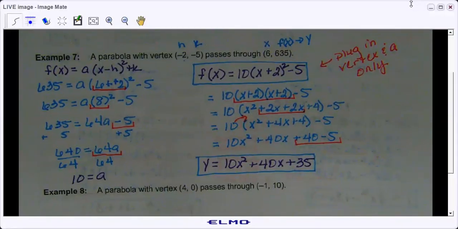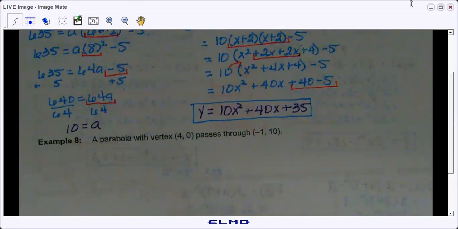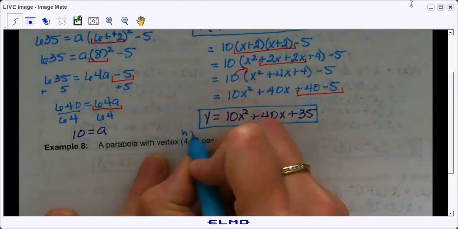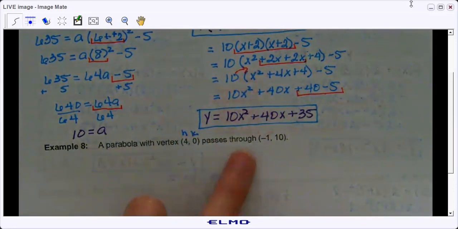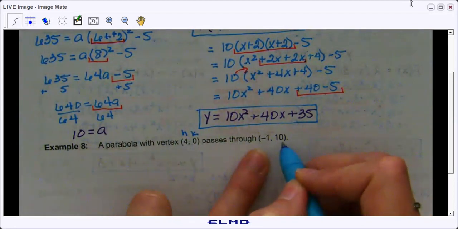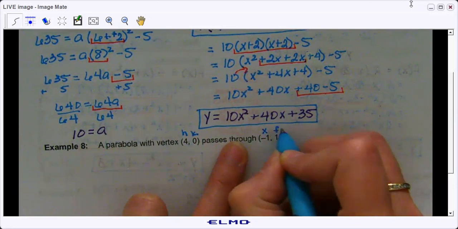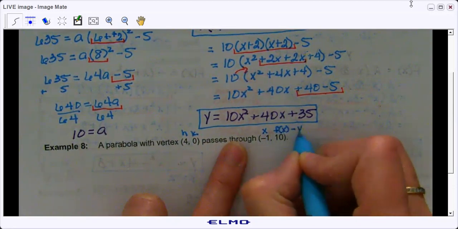We're going to do example 8, and we're going to go ahead and label our ordered pairs. Then I want to give you a chance to plug them in on your own to make sure you know how to do that. So remember that in the vertex, 4 is H and 0 is K. And it passes through another ordered pair. This ordered pair would represent x and f of x, or y.